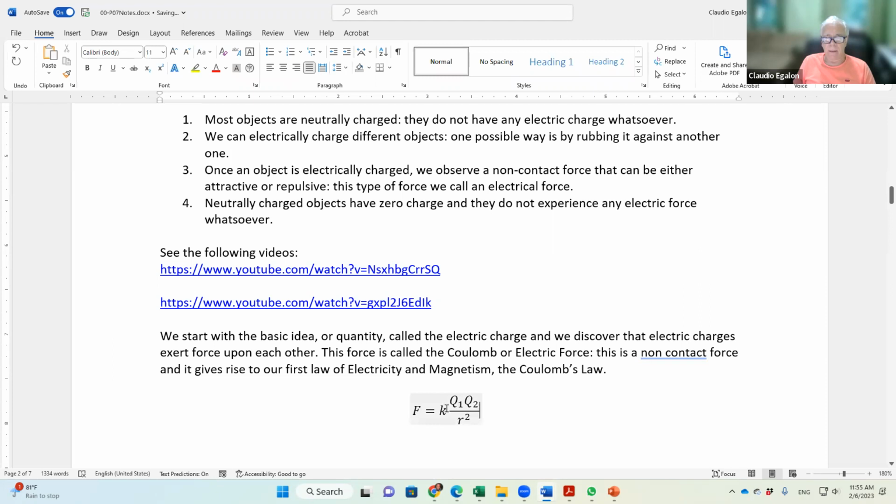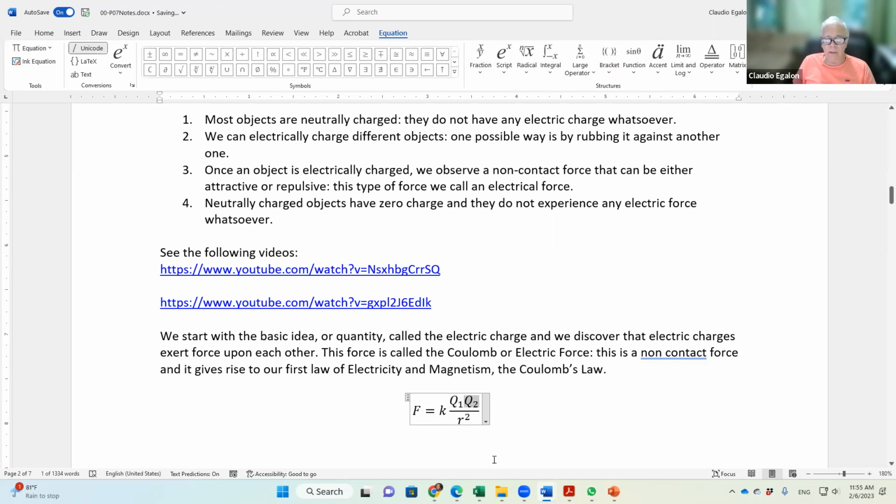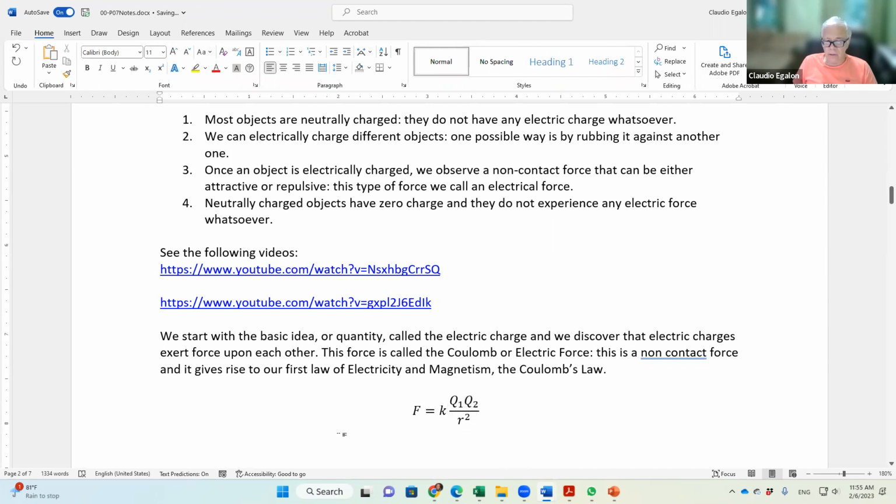Q1 is how much charge you have in an object. Q2 is how much charge you have in another object. Charges are measured in terms of the unit of Coulomb. Q1 and Q2 are measured in Coulombs. So here we go. Units of Coulomb. What about K?